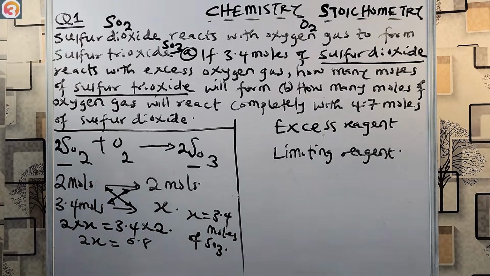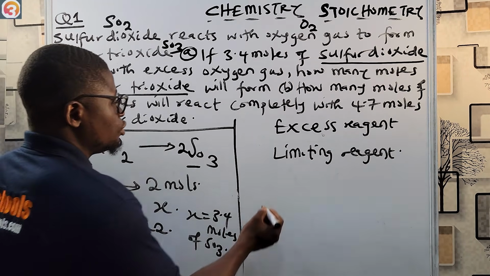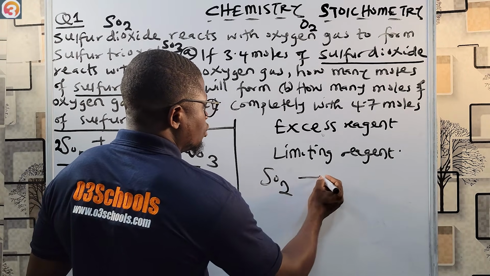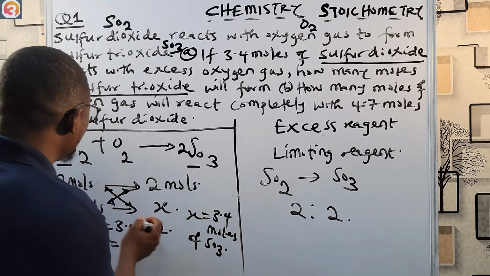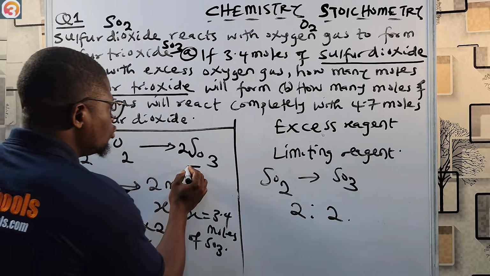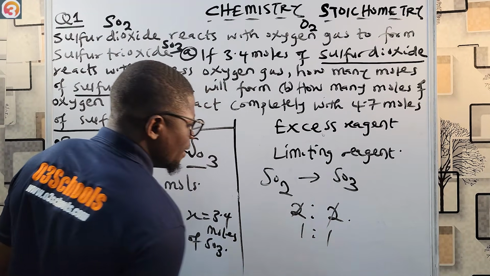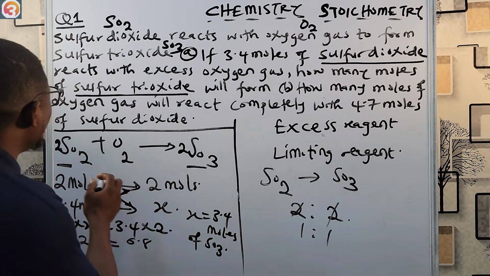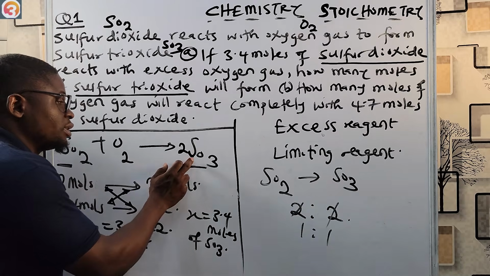All right, now we're having 3.5 moles because the ratio of SO2 to SO3 is 2 to 2. That is, 2 moles of SO2 gave us 2 moles of SO3. And if you reduce this ratio, we're going to have 1 to 1. That means even if you put 100 moles of SO2, it will give us 100 moles of SO3.